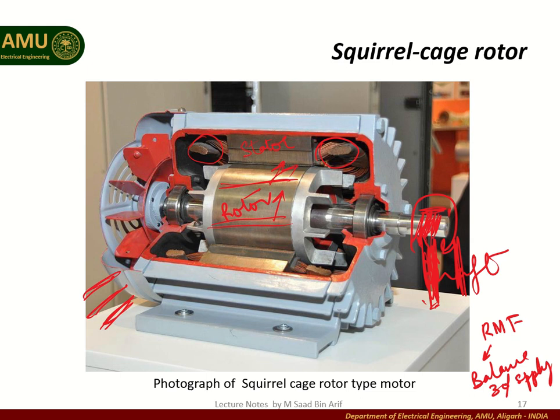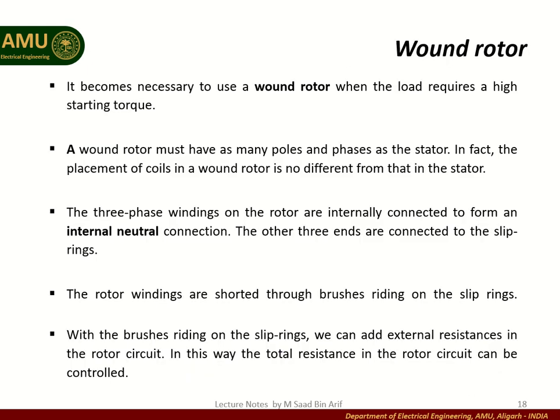Okay, now just have a look at the wound type rotor. Wound type rotors are basically used where the load requires a high starting torque. If we require a high starting torque, just like in the case of elevators, the starting torque is high because it has to move from the standing position suddenly. So usually we use the wound type of rotor over there.